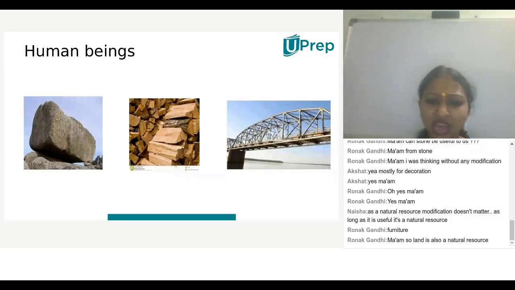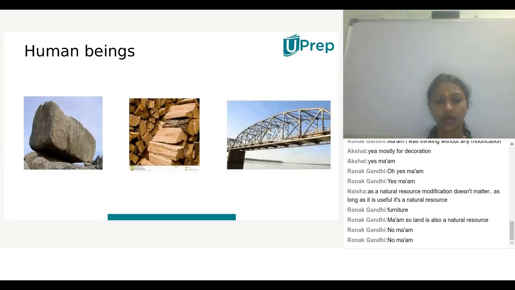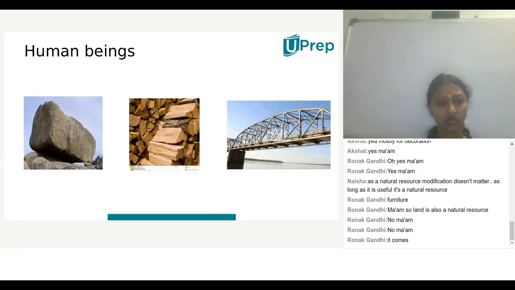Yes, land is also a natural resource, Ronak. Land also comes under natural resources. Are we constructing the land? Are we adding any chemicals to farm land? So what do you mean it doesn't come under natural resources? Yes, it comes under natural resources.